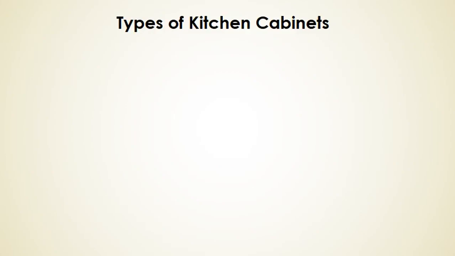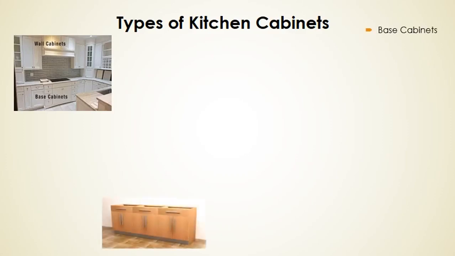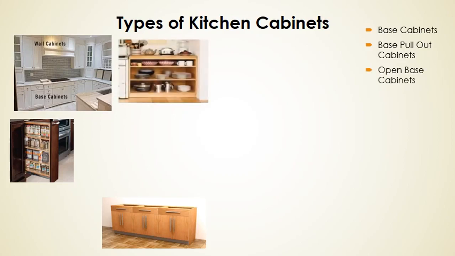Okay, now we have different types of kitchen cabinets. As you can see, those attached to the wall are called wall cabinets. Those attached to the floor are called base cabinets. These are the base cabinets. Then there are base pull-out cabinets such as this. Open base cabinets, which do not have a door.